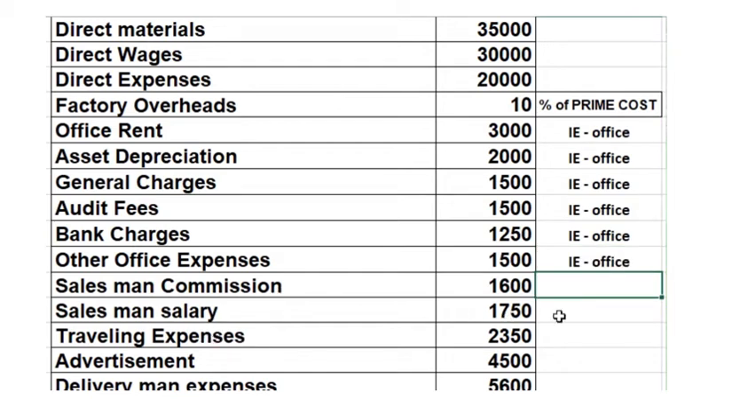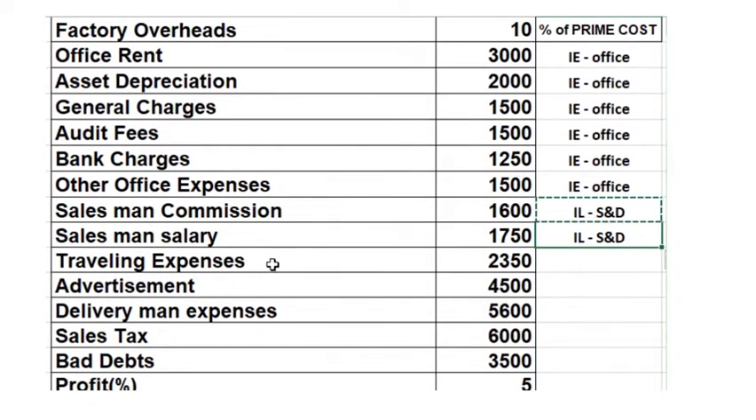Next, salesman commission. Yes, it is an indirect labor related to selling and distribution overhead. Next is salesman salary. Again, it is indirect labor related to selling and distribution overhead. Traveling expenses is an indirect expense related to selling and distribution. So it is indirect expense not related to office. It is selling and distribution.